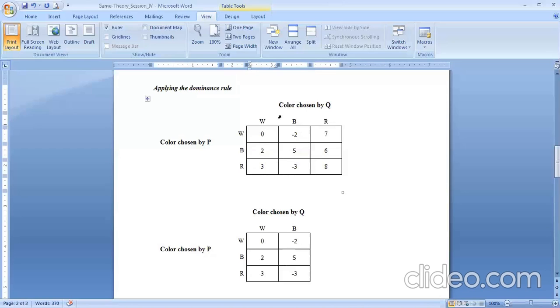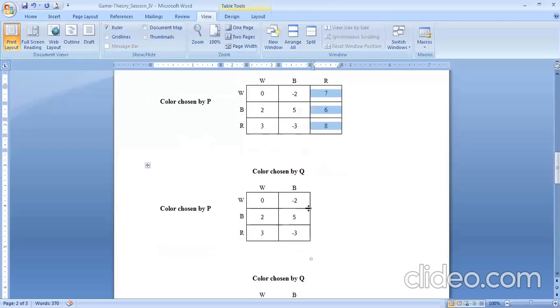Hence, the player Q will retain this inferior column and he will eliminate this superior column. So this superior column will be eliminated and the reduced matrix will become this: W and B, R has been eliminated. So this is called the dominance rule, elimination of the column or row based on the dominancy.